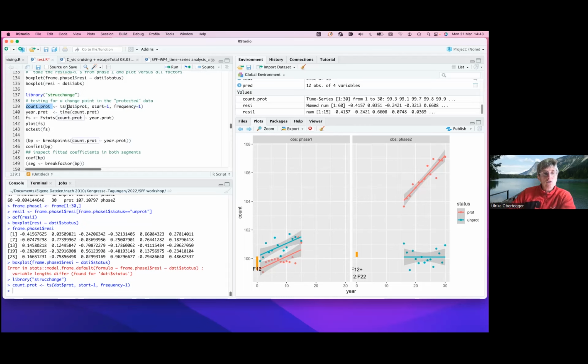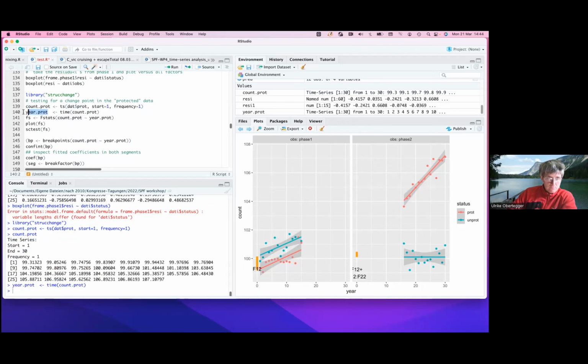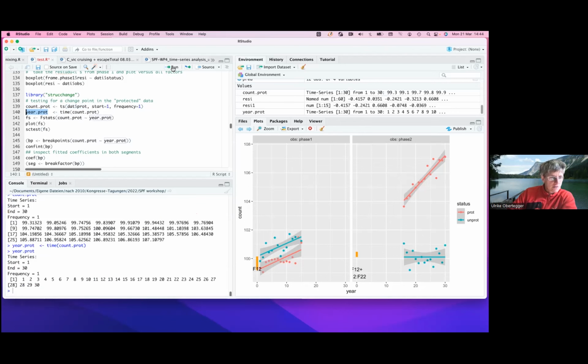And we do this only for the protected area. So we are doing this only for the red lines or for the red points. Okay, so if we call count protected, you see it's a time series. It starts with year 1, it finishes with year 30, and its frequency is 1. So these are yearly data. Then we can get the time component of our time series. And again, you see it's 1 to 30.